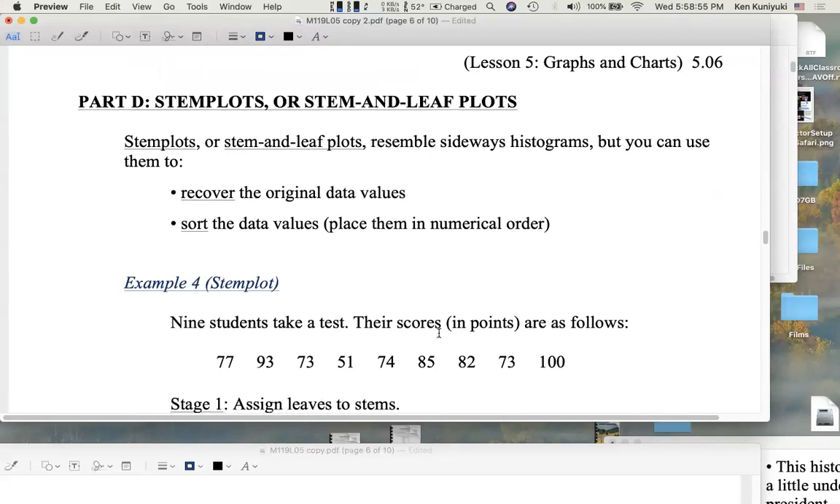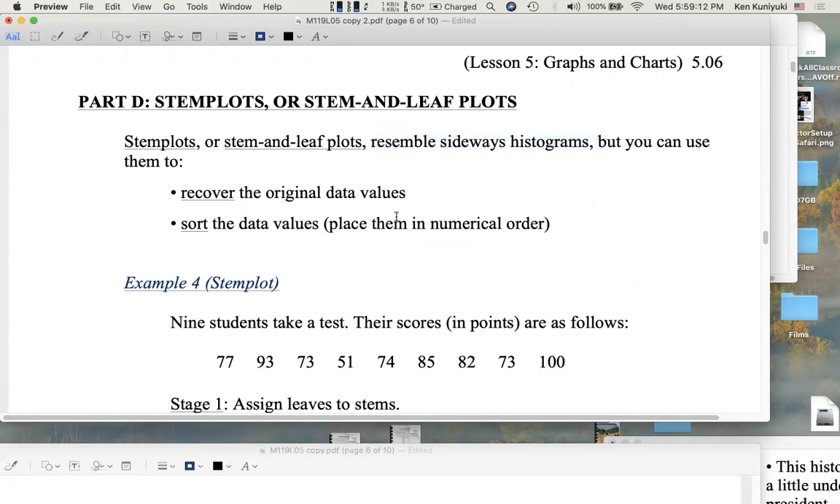Stem plots or stem and leaf plots. People don't use this in practice, but I actually did use these when I would grade, and I wanted to keep track of how well or poorly students were doing on like a 30-point question. Okay, and these resemble sideways histograms also.